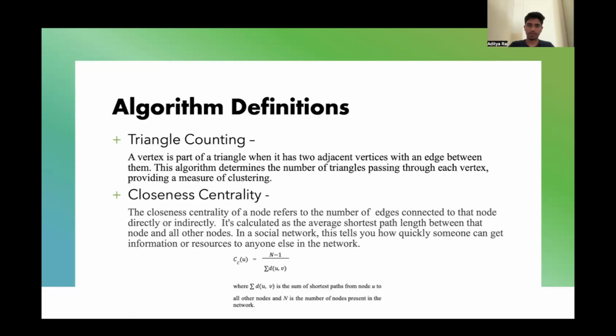Next, we move on to triangle counting, which is a very complex algorithm to actually implement. In triangle counting, we basically try to look for the shape of triangles, but in the form of nodes and edges. One node will be connected to other nodes, which will then inherently be connected with each other, forming a triangle. It also helps in finding clustering. Next, we have closeness centrality. This is the reciprocal of the average of all the shortest paths in a graph.